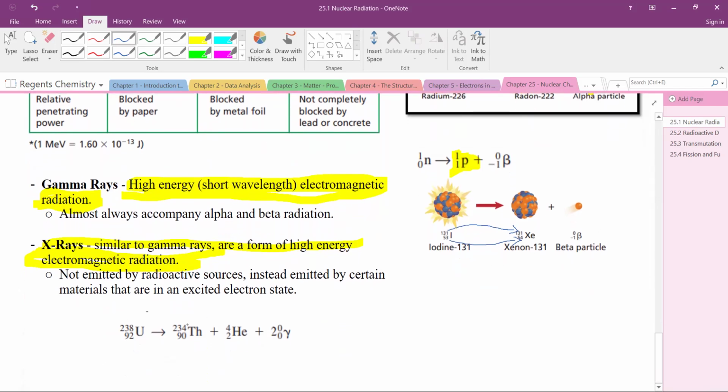Now, here is an example of some gamma radiation where our U-238 is going to form thorium-234 plus an alpha particle. Notice the conservation of mass between my atomic numbers and my atomic masses. But this is also going to accompany the emission of 2 gamma rays. So two gamma rays would be emitted, and that's how I show that, with the gamma ray symbol.